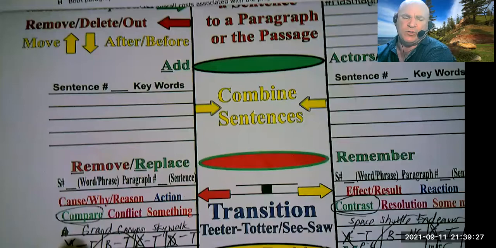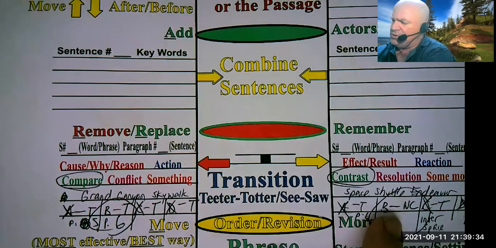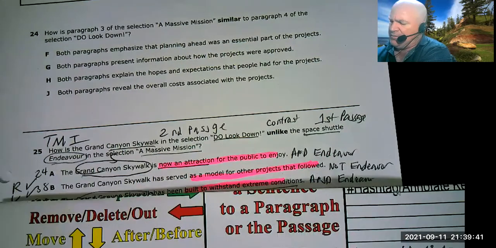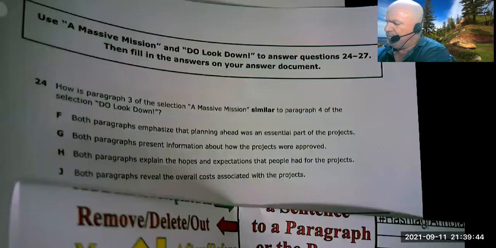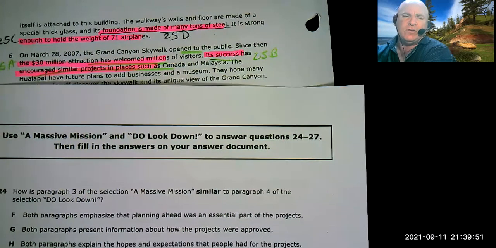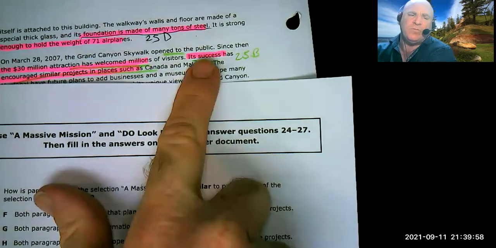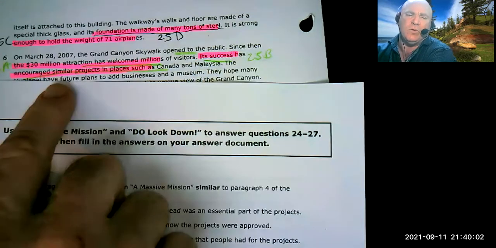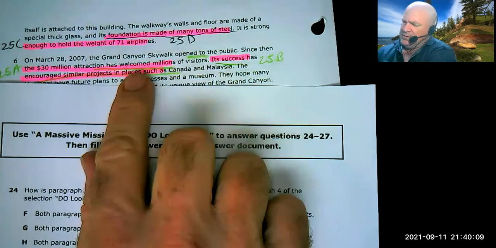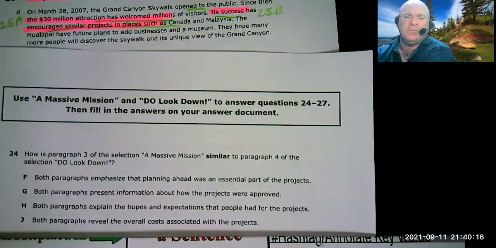Letter B, it's true in paragraph 6, and I can't find it in the first passage. So letter B says, it has served as a model for projects. Let me look at paragraph 6. Like I said, I have it organized better now. The success encouraged similar projects in such places as Canada and Malaysia. So your students on the open-ended would have to, in order to get a 2, prove their answer and say in paragraph 6, there it is, or they can highlight the answer right there. So it's highlighted for you there, and there's nothing about future projects in the first passage, so that's the answer.